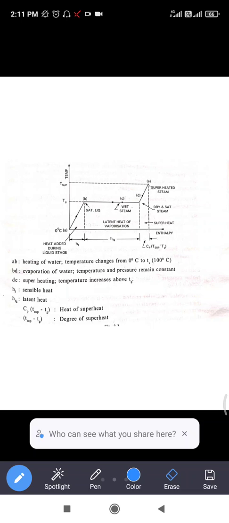During the evaporation, the temperature is maintained constant. The heat added to change the unit quantity of water at saturation temperature to vapor, nothing but steam, at constant temperature, is called latent heat of steam. Okay, this point is very important. What is latent heat of steam? The heat added to change the unit quantity of water at saturation temperature to vapor, nothing but steam, at the same temperature, is called latent heat of steam.